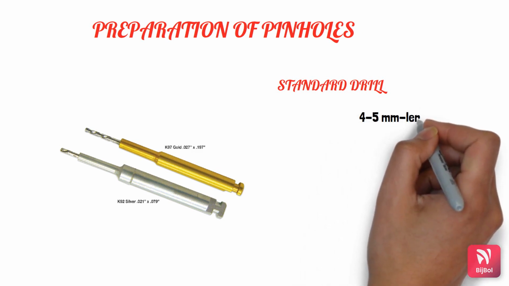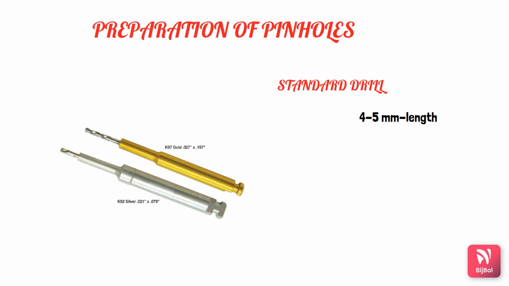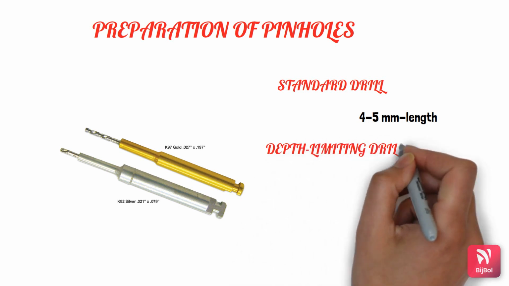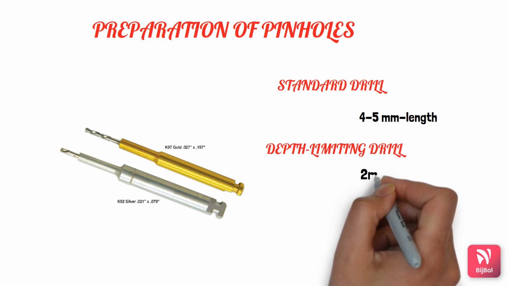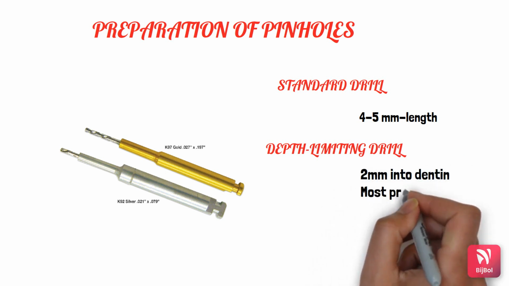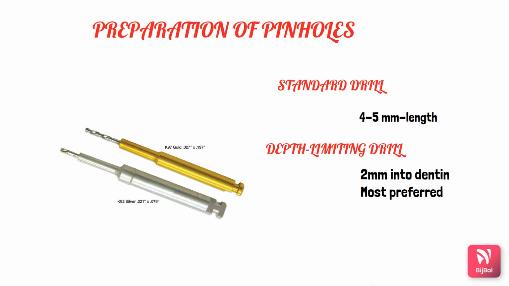The standard drills have a length of 4 to 5 mm in order to limit the depth of the pin channel created by them, and we use a depth gauge here. The depth limiting drills create a pin channel of about 2 mm depth into the dentin, and these are usually preferred.